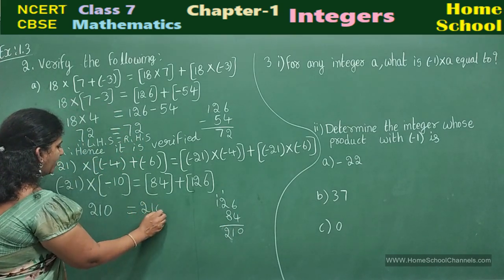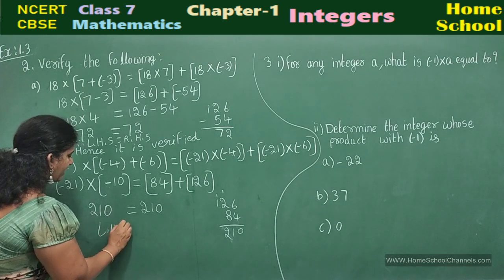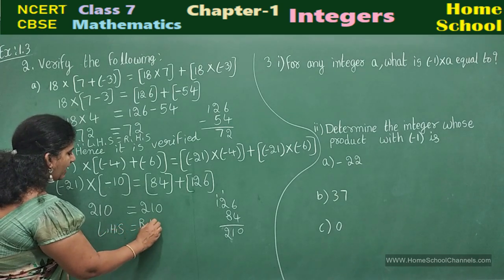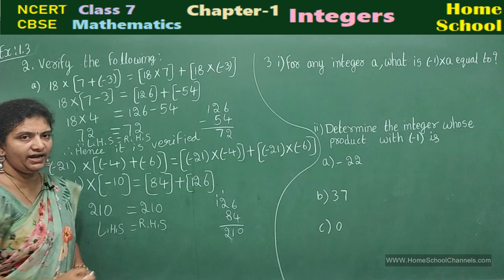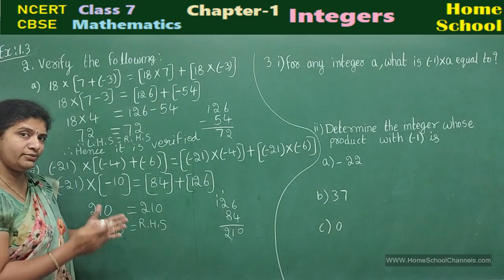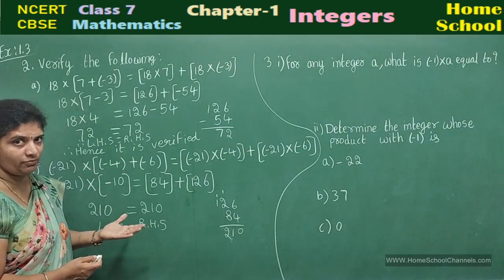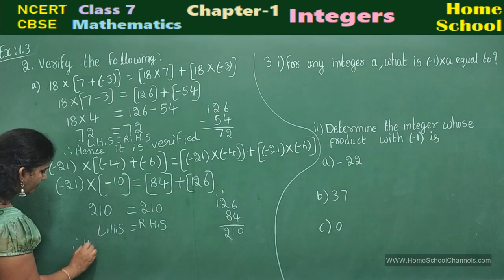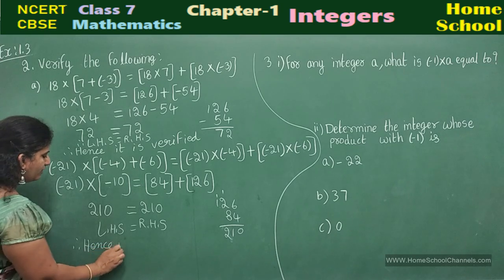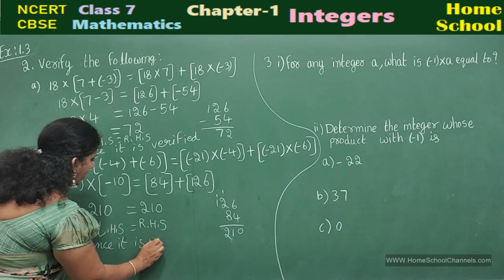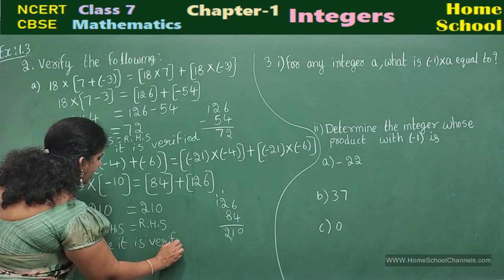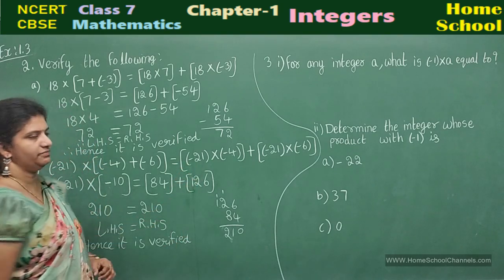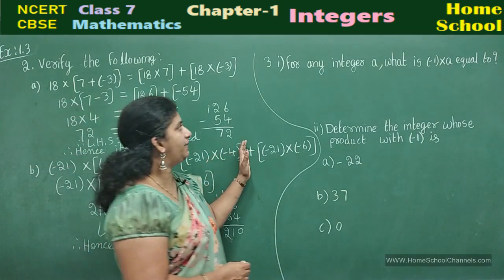So look carefully. LHS, left hand side, is equal to RHS, right hand side. If they ask you to write the property, you can write the distributive property here, right? So therefore, hence it is verified. Hence it is verified. Let's move to the third one.